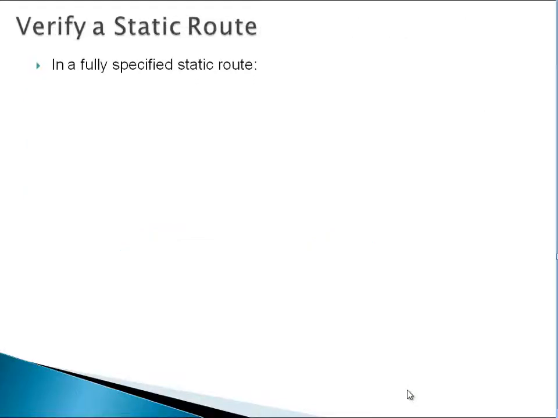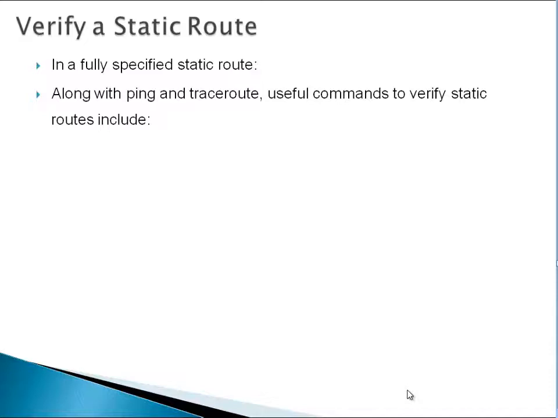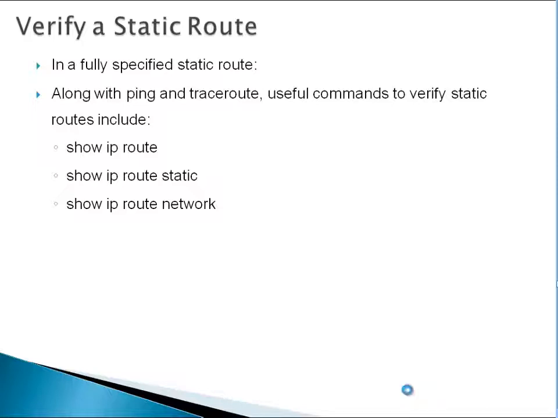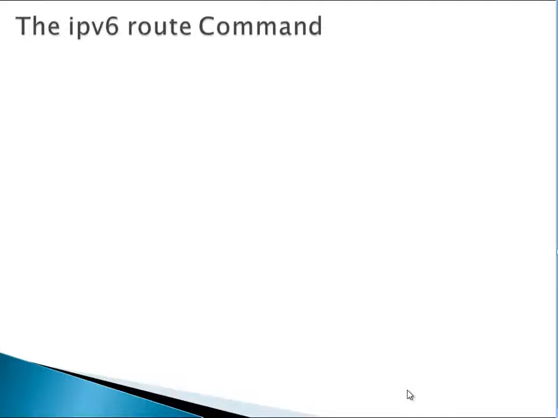To verify a static route, we did earlier, so we tested with the ping. Apart from using ping and traceroute, to verify that we do show ip route. Or if we don't want to see the whole routing table, just the static routes, we say show ip route static. Or if you want to see only an individual network, then we say show ip route, then the network.